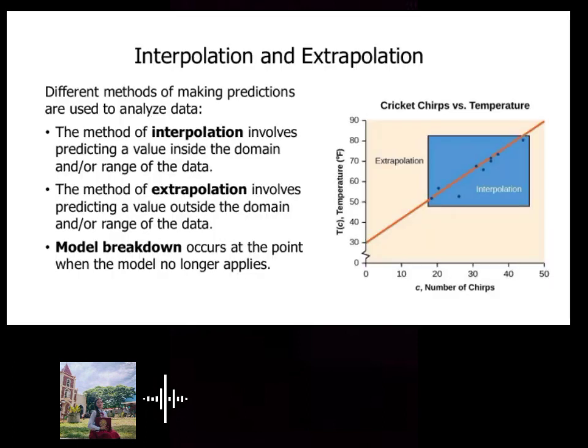Interpolation and extrapolation. Different methods of making predictions are used to analyze data. The method of interpolation involves predicting the value inside the domain and/or range of the data. The method of extrapolation involves predicting the data outside the domain and/or range of the data. Model breakdown occurs at the point when the model no longer applies.